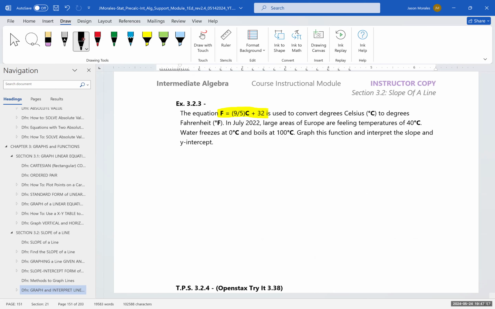Okay, so we have this equation which gives the relationship between Fahrenheit and centigrade. So you can see that this is already in slope-intercept form. So the y-intercept is 32, and the slope is 9/5. Now we're dealing with temperatures centigrade of about 100 degrees, from 0 to 100. And we're going to look at a temperature of 40 degrees, which is kind of in between.